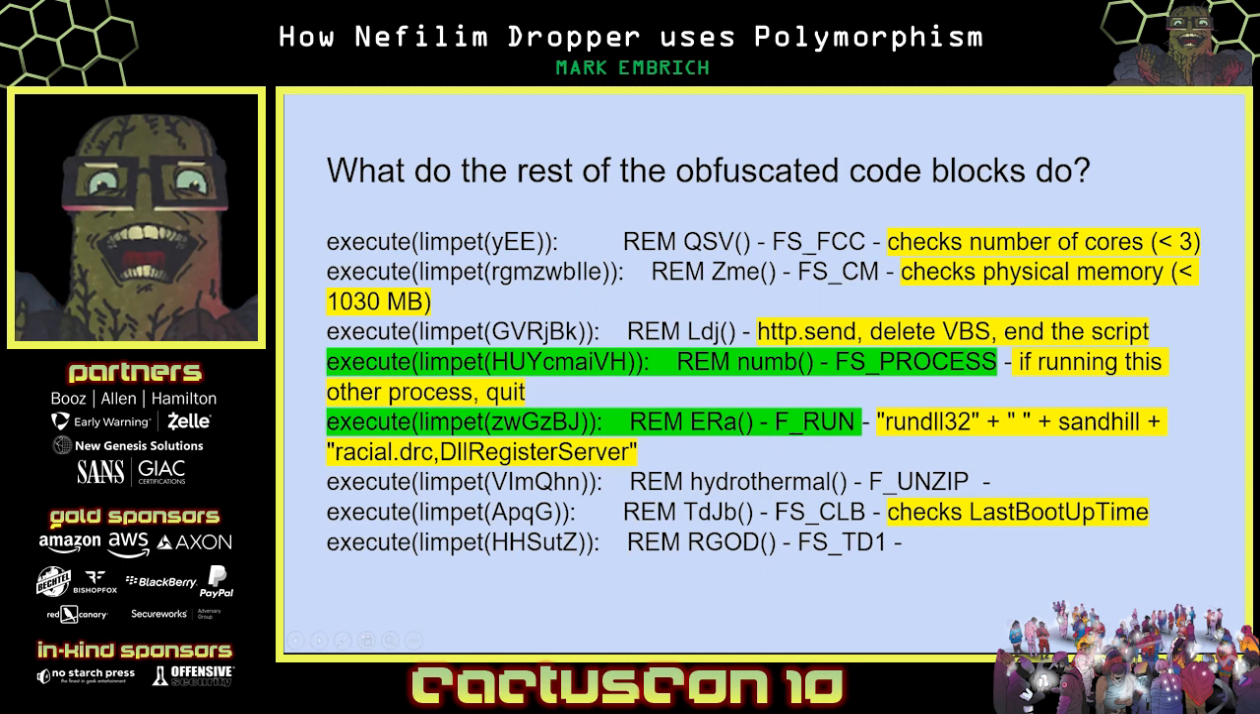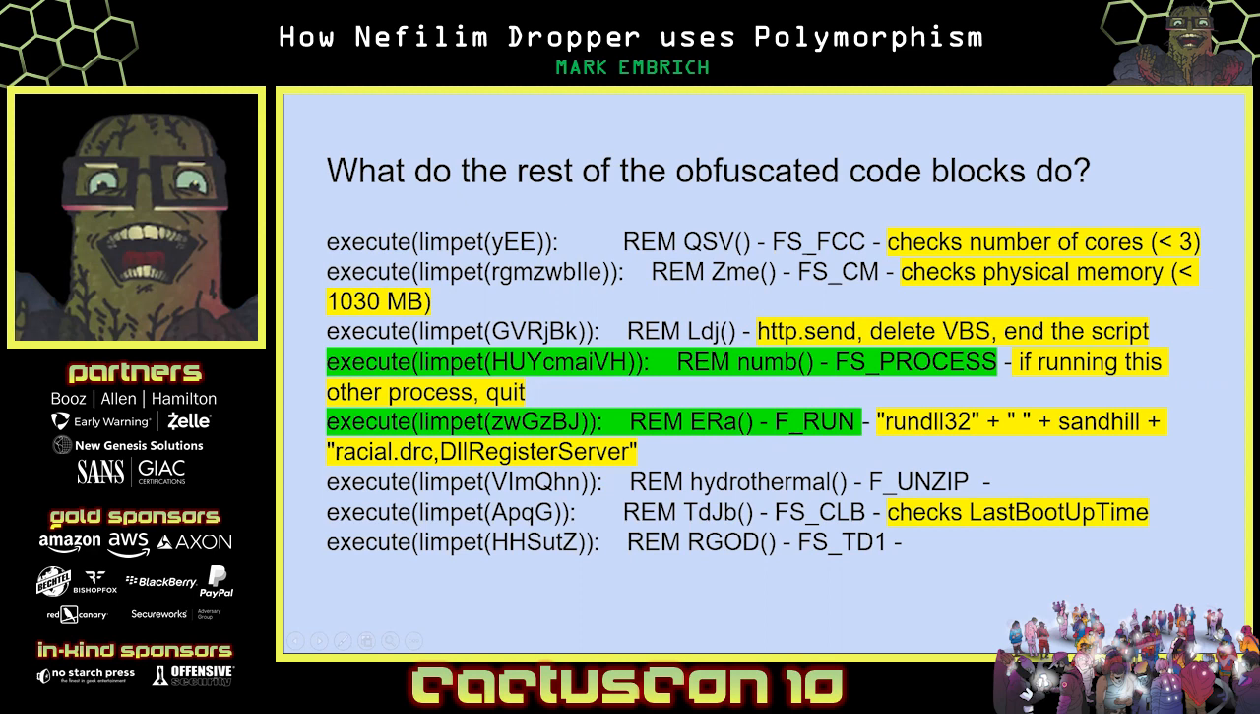We see other anti-analysis things like checking for number of cores. If under 3, quit, destroy evidence. If physical memory is under 1030 megabytes, quit and destroy evidence. The functions on this page that I found interesting are function num, which the threat actor labeled fs process. This does some checking on running processes.